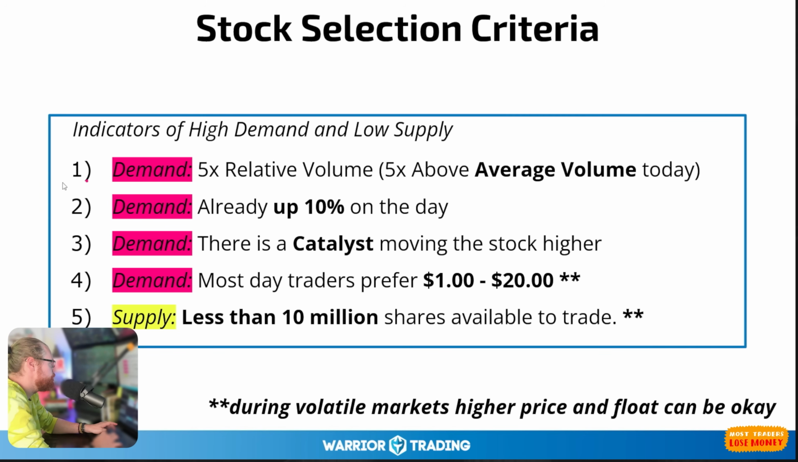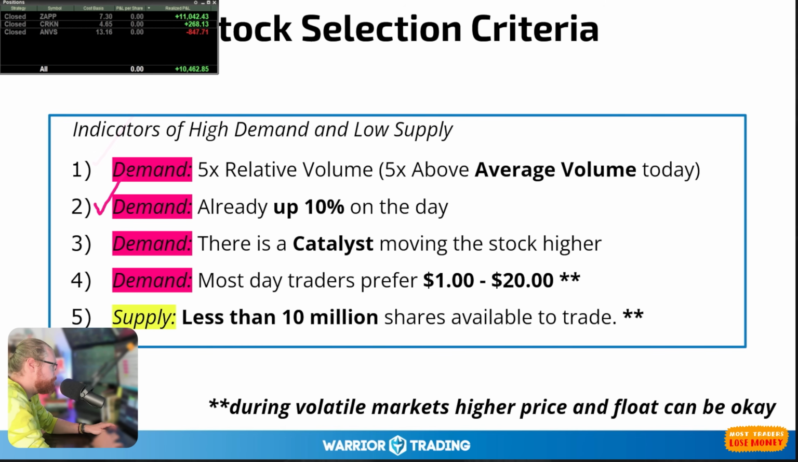Number 2, demand should be up. We want to see that the stock is up at least 10% on the day. So 5 times relative volume indicates high demand. The stock being up 10% indicates high demand. ANVS is currently up 52%. ZAPP hit a high of just about 100%.